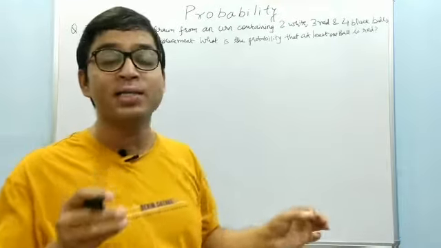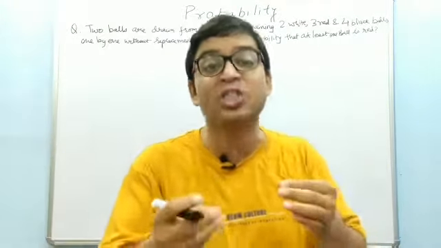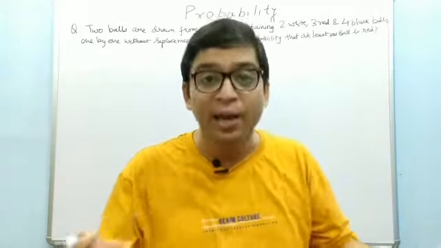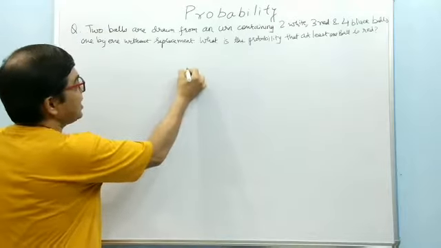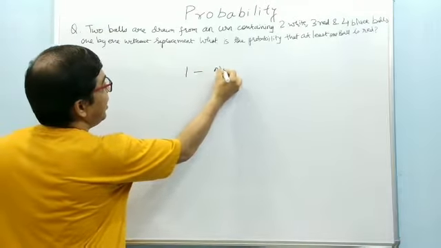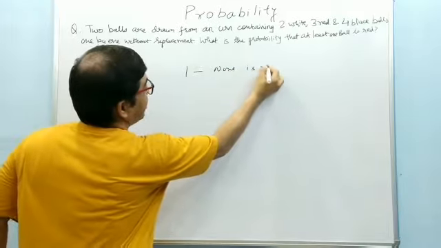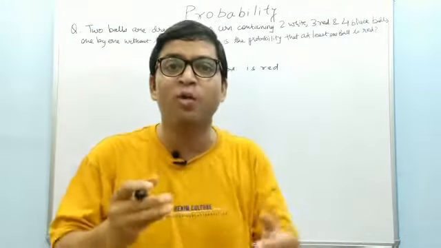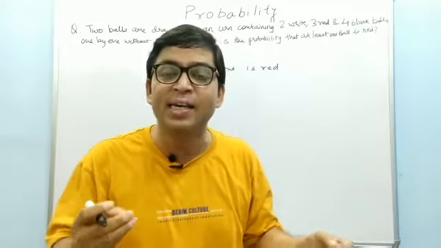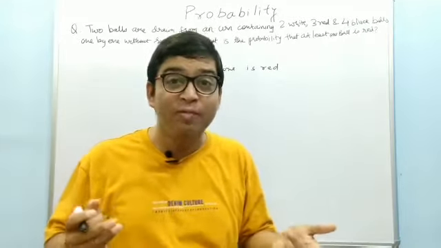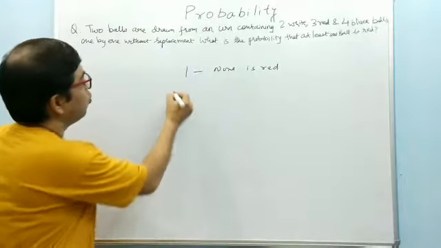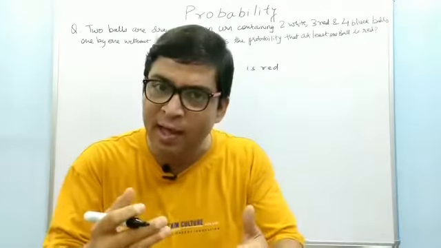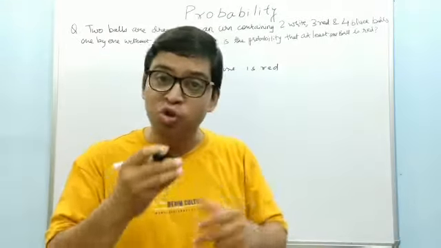We have developed the concept of finding at least one. At least one means 1 minus none. So we follow the basic concept, 1 minus none is red. If out of total probability we rule out the probability that none is red, that means at least one will be red. So how to do? 1 minus none is red, that means first is non-red and second is also non-red.